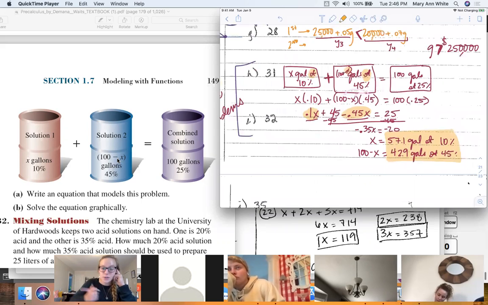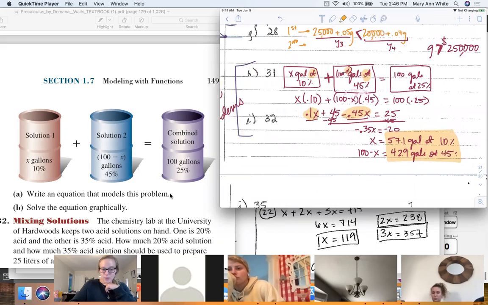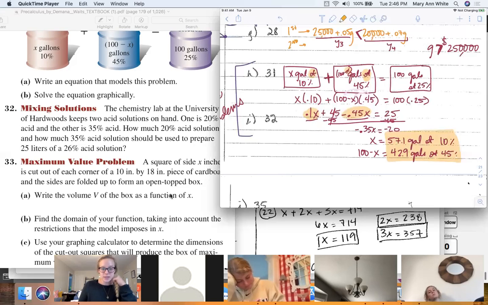So number 32 is a very, very similar problem. If you're not quite sure about 31, I'd hang on and listen to 32 and then we can see what questions we have because it's very, very similar. This one doesn't give us a picture, so I'm going to draw my own. It says the chemistry lab at University of Hardwoods keeps two acid solutions on hand. One is 20% acid, one is 35% acid. Okay, that's just nonsense I don't need to know.